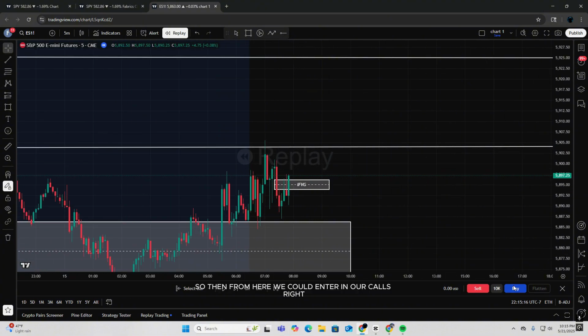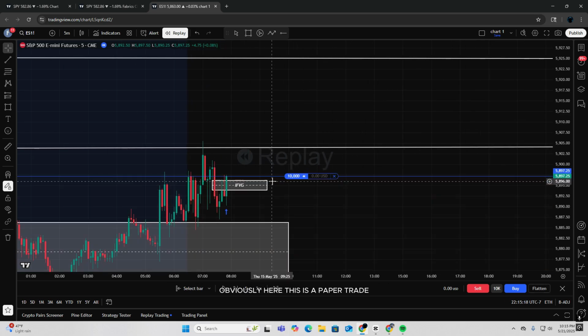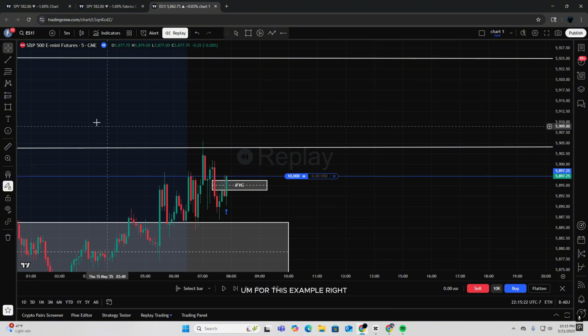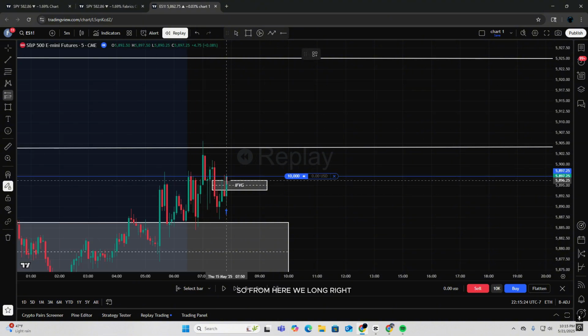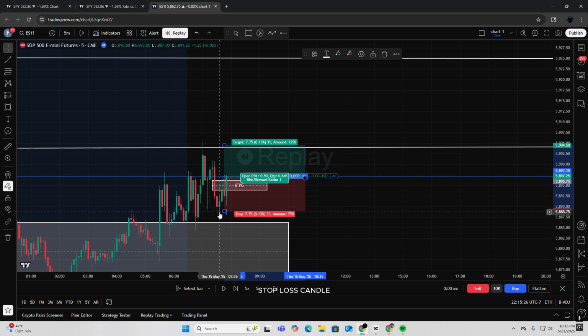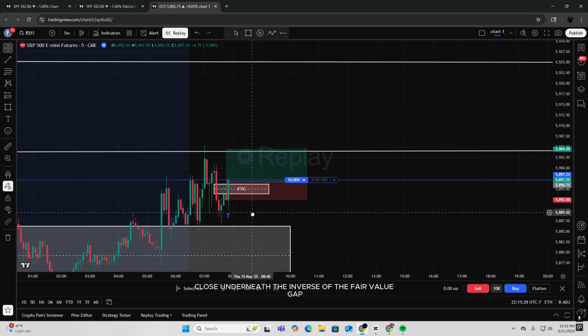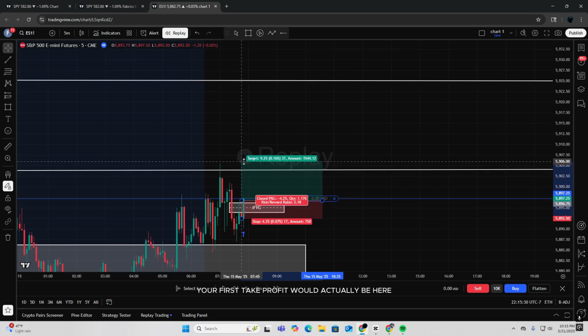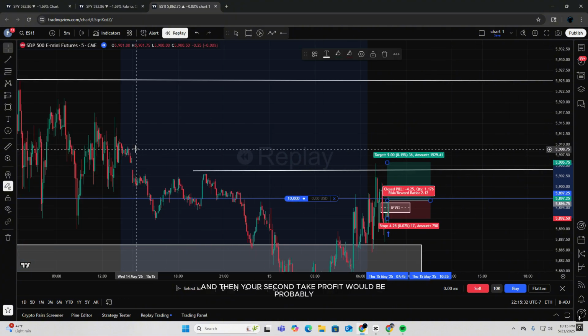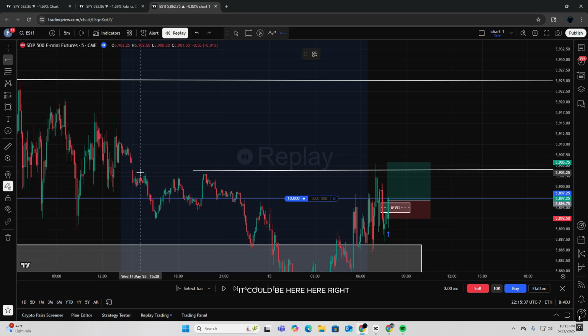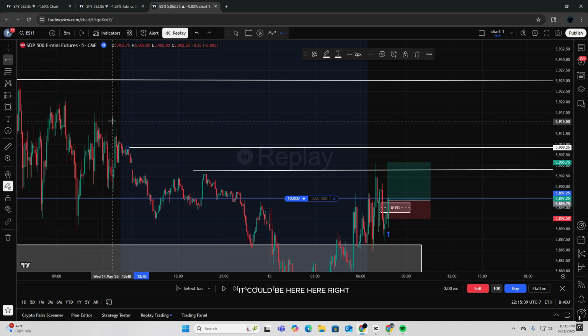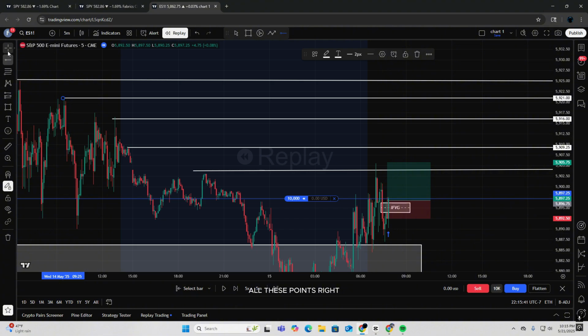So from here we could enter in our calls, right? Obviously this is a paper trade, so we're just going to hit the buy button for this example. So from here we long. Stop loss: candle close underneath the inverse of the fair value gap. Your first take profit would be here, and then your second take profit would probably be the next high. It could be here, it could be here, right? All these points.